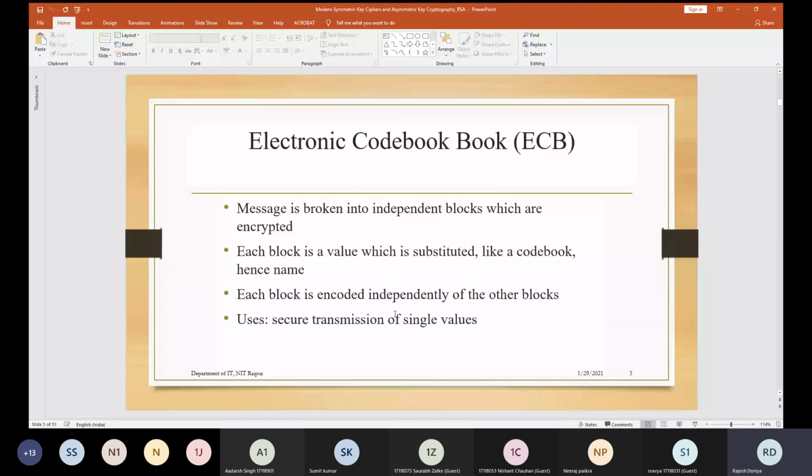values. So this particular mode of operation is basically used in applications where the messages are considerably small and can be represented in a single block. If that is the situation, then this is the best suited method, because the messages do not need to be broken into a number of blocks. So if the messages can be encompassed in a single block, then this particular method is very much useful.